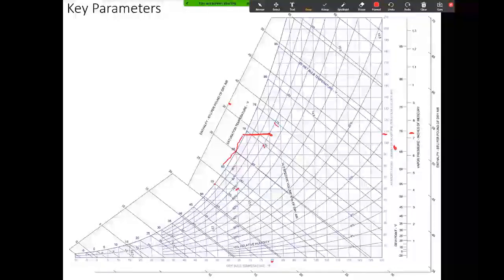And I think I covered everything. I skipped specific volume. My specific volume is right here. If I'm still at 80 degrees Fahrenheit and 108 grains per pound of dry air, my specific volume is between 13.5 and 14 cubic feet per pound of dry air. So we'll call that like 13.95 or something like that.